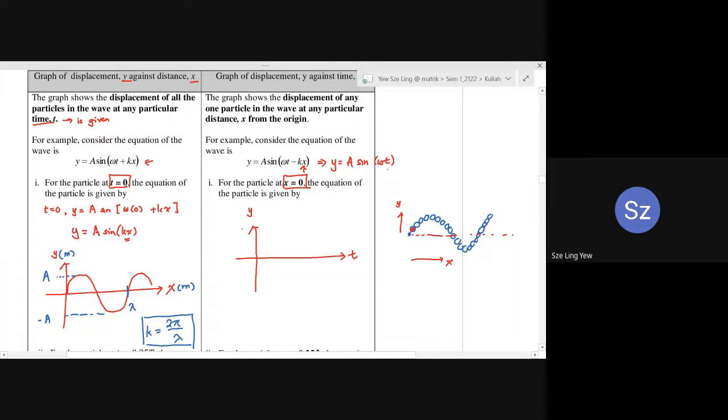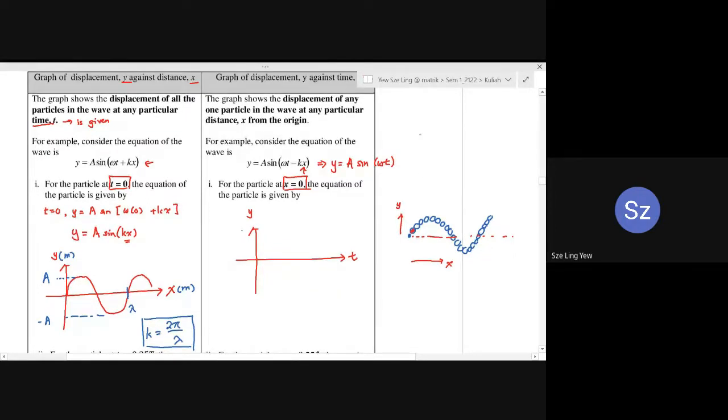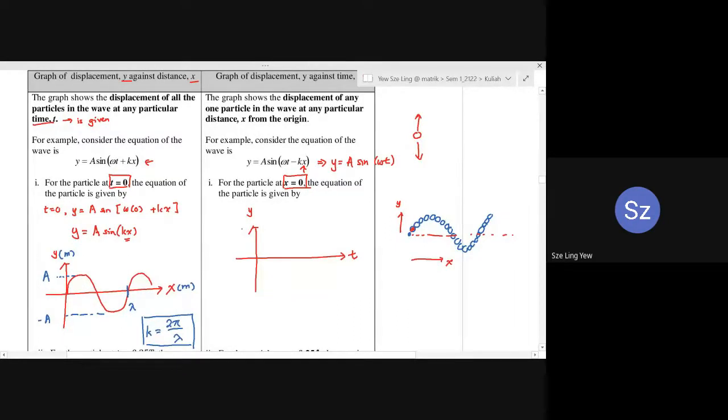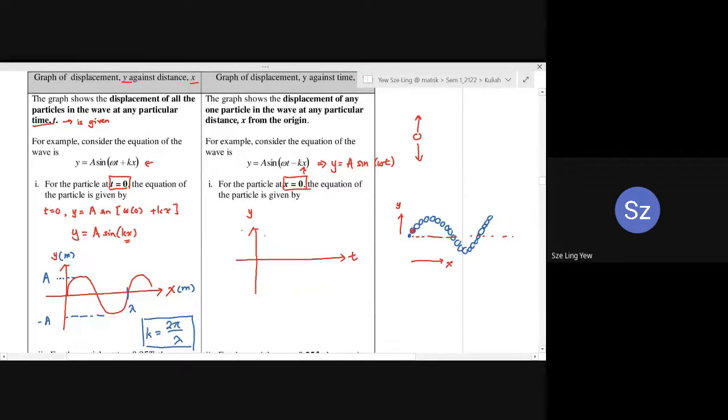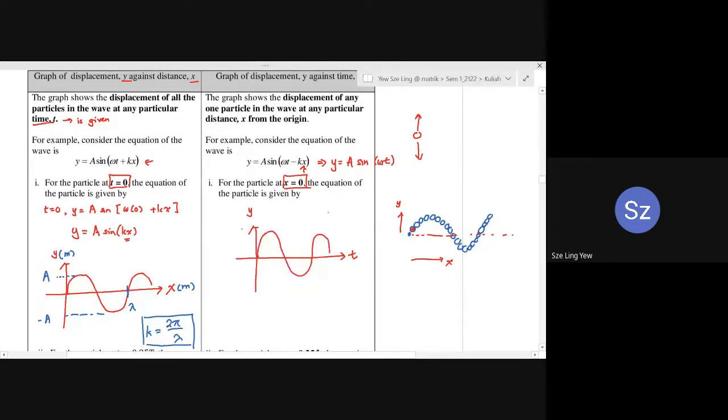Basically it tells you what happens in just one particle. Now this particle actually undergoes simple harmonic motion. Why? Because this one particle keeps oscillating up and down. So you are looking at what happens to this one particle at different times. So you have a sine function, and you just sketch the graph. Again, you have a sine graph according to the information given. Basically, you just have to label the graph like what you did in chapter 9.